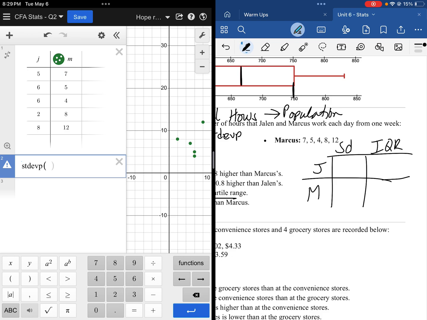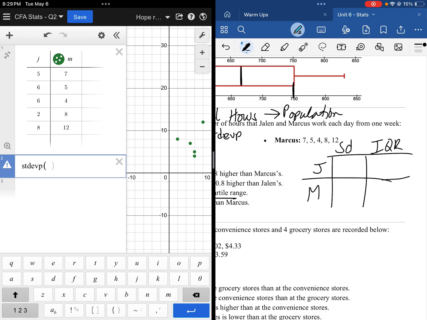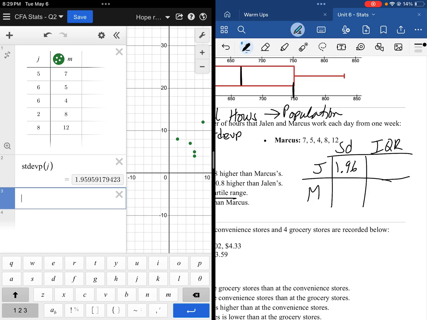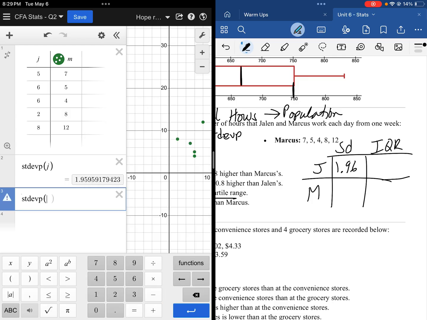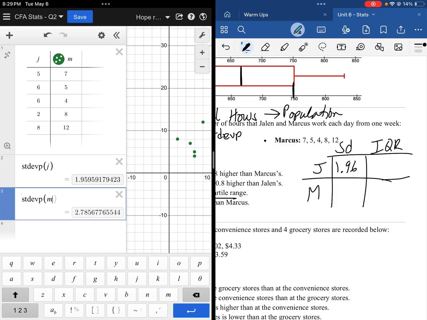So let's find the standard deviation of Jalen, and I just put J up there, because remember, you can make the names of the columns whatever you want. We just have to pay attention to what they are. And we see his standard deviation, if we round it, would be 1.96. Okay, if we go then and look at Marcus, let's do the exact same thing. Standard deviation of the population, plug in M for Marcus. We get 2.79.